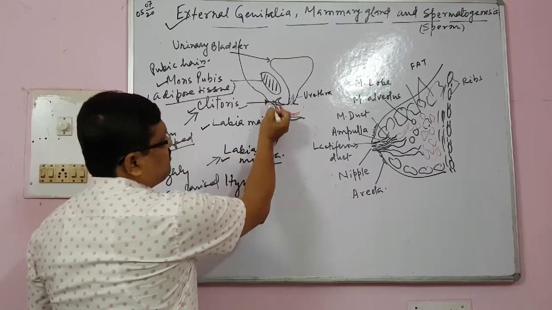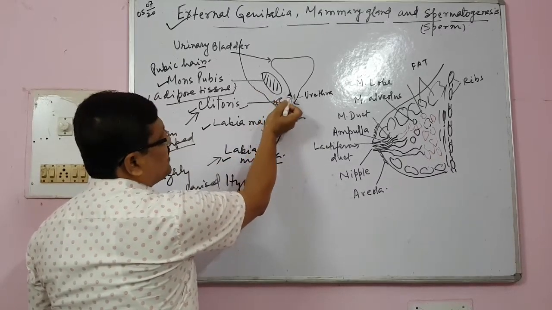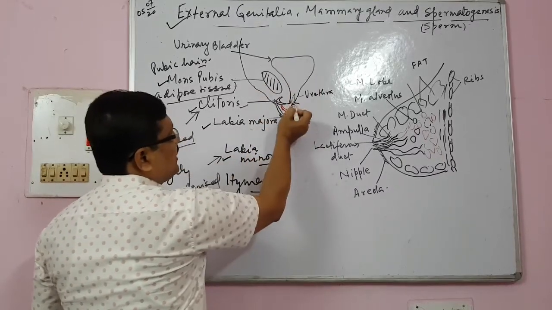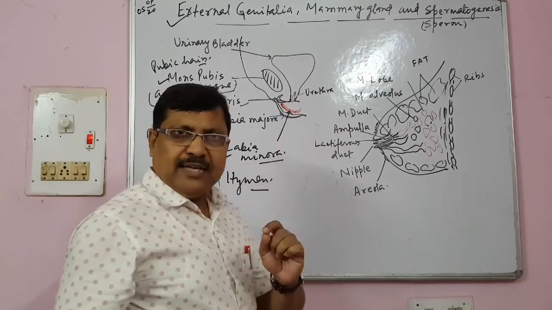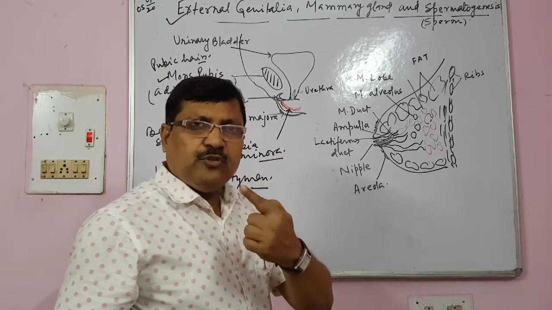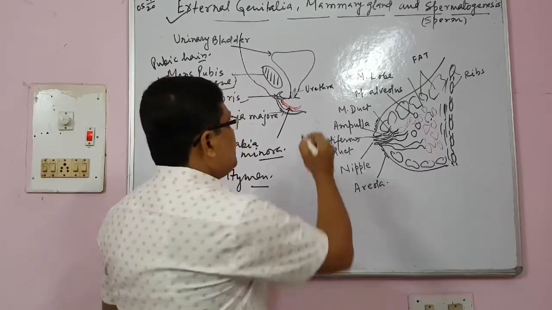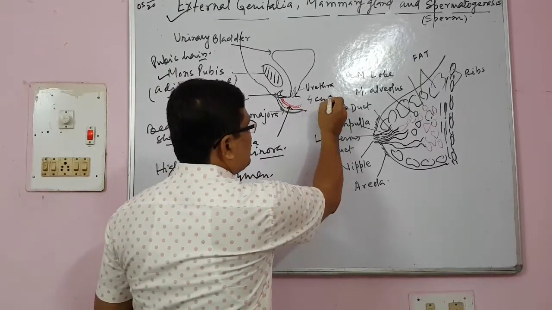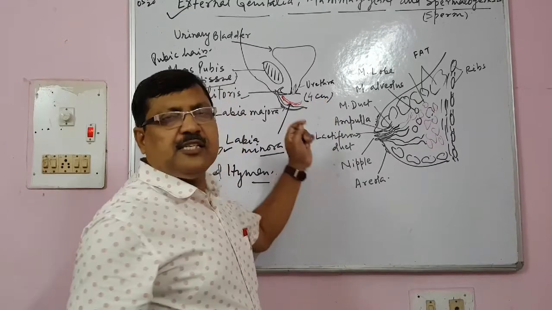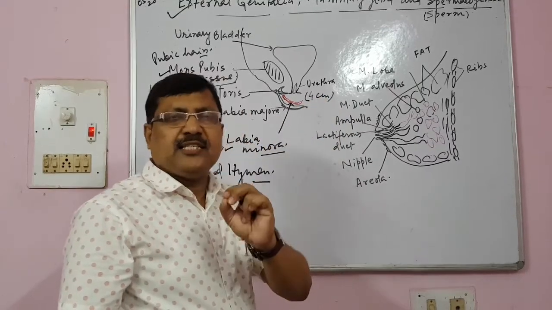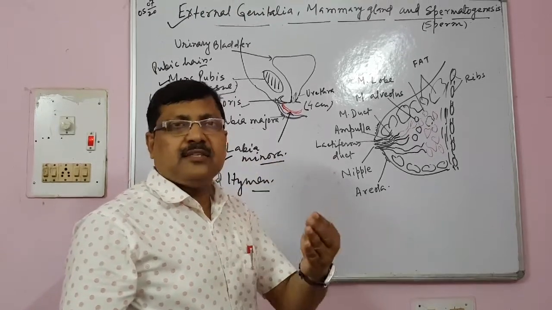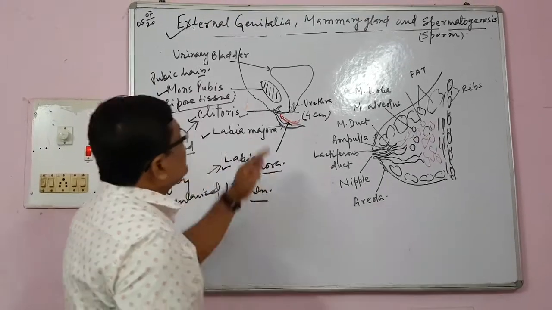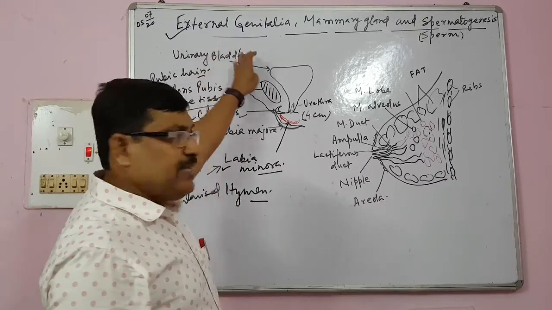Just behind the mons pubis, the urinary bladder is located, and this structure is the urethra. We know that the length of the urethra in the female is just 4 centimeters, and its role is only excretion, to release the urine. So this is the external genitalia.